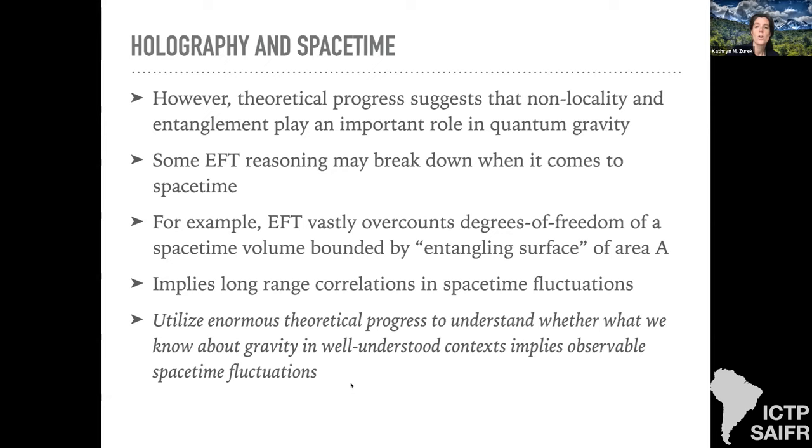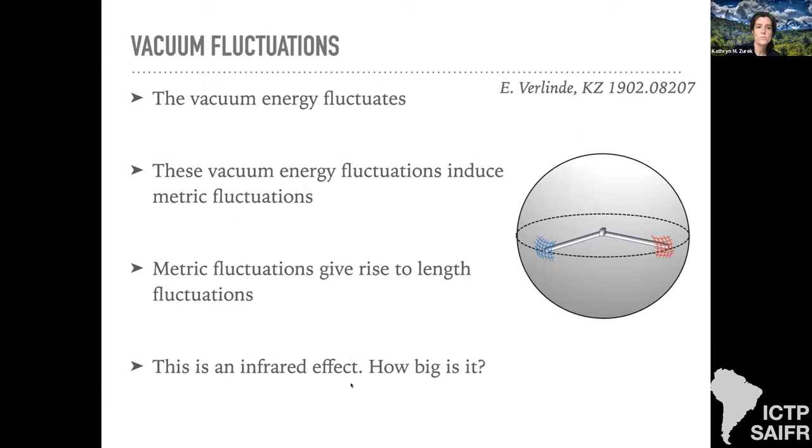So let me tell you precisely what our effect is. It's very simple. We know that the vacuum energy fluctuates. Now, when I integrate over all of space-time, of course, the vacuum energy has to vanish, but any experiment is going to be making a measurement over a finite space-time volume. And so in that space-time volume, as the energy is fluctuating, that's going to induce metric fluctuations. And those metric fluctuations give rise to length fluctuations. This is a very generic idea. This should be an infrared effect because it depends on the size of the space-time volume that you're measuring. The question is, how precisely does it enter?